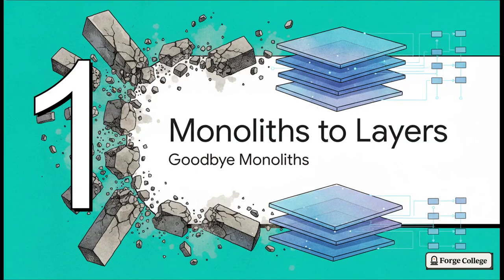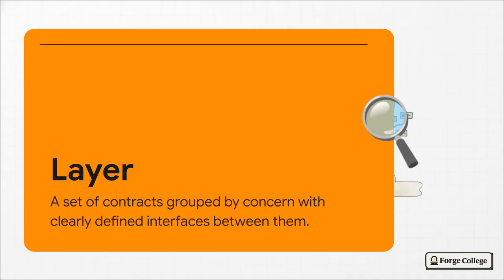All right, Section 1, Monoliths to Layers. It is officially time to say our goodbyes to those fragile, easily breakable monolithic contracts, where every single thing is just stuffed into one giant file. The solution here is actually surprisingly simple. A layer is really just a set of contracts grouped by their specific concern, with incredibly strict boundaries between them.